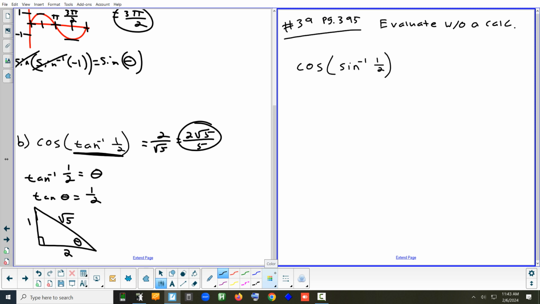You can do it the same way as this one. Draw your picture, do Pythagorean theorem, except instead of the opposite being 1 and the adjacent being 2, the opposite is going to be 1 and the hypotenuse is going to be what? 2. Because sine is opposite over hypotenuse. Yep. It's a little different, but pretty similar.